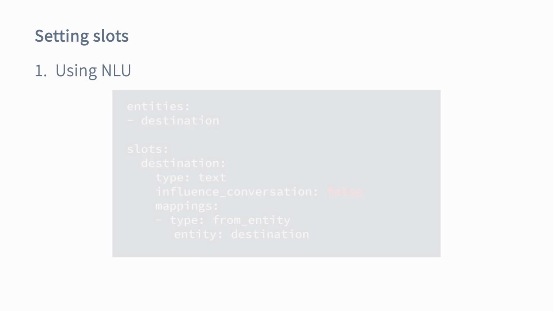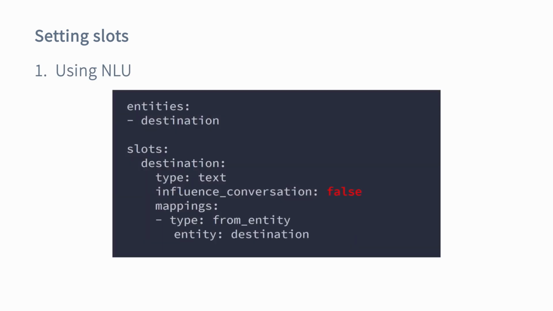There are two main ways of how slots can be set using Rasa. One of them is using NLU. Depending on how you configure your slot mappings, slots can be set, for example, using the values of the extracted entities. In other cases, slots might be set using specific values if a certain intent has been predicted and similar. All of that depends on how you configure your slot mappings. We will talk about that a little bit more later on in this episode.